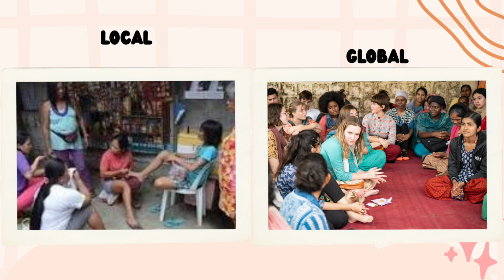Next is everyday oral. Local is what we experience every day in our own community. One example is gossiping. But in global, it's about how we're connected to the rest of the world through the internet, social media, and world events.